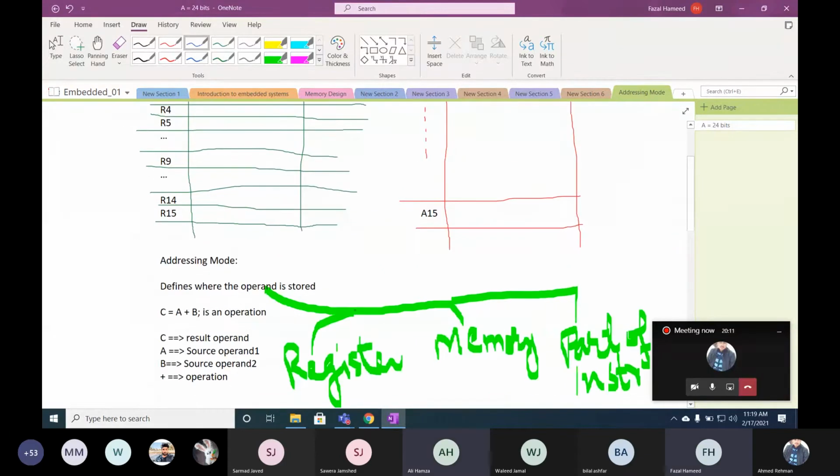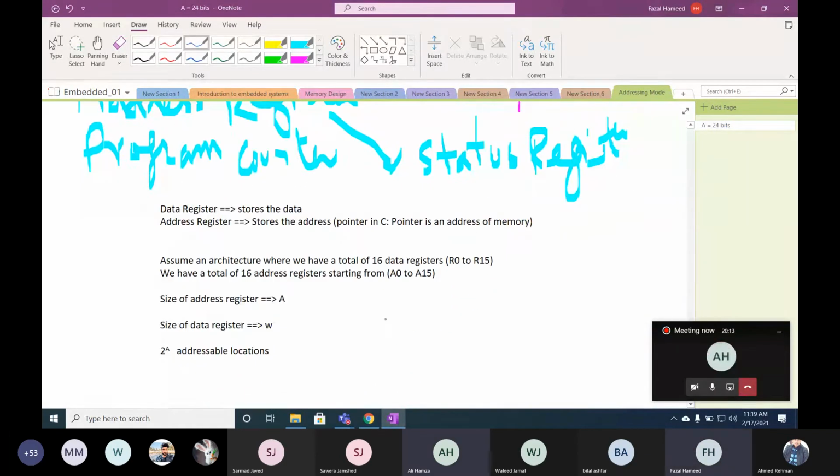2 raised to power A, that is 2 raised to power 24, multiplied by W. So 2 raised to power 24 multiplied by 16, and these are bits actually.